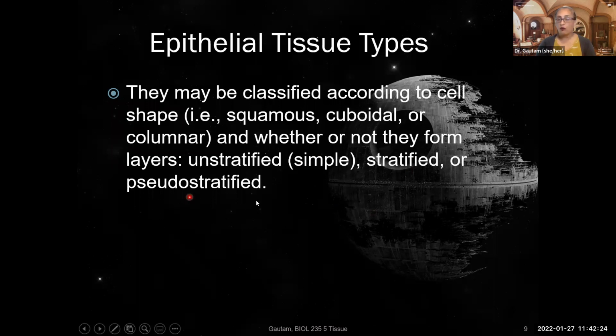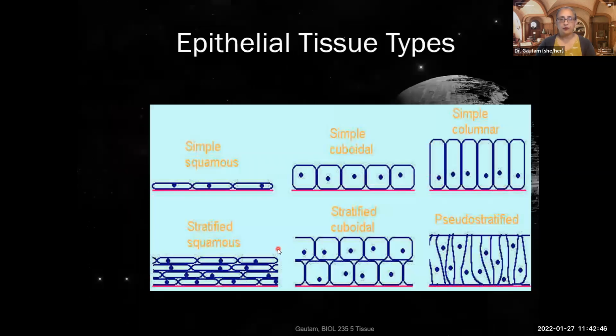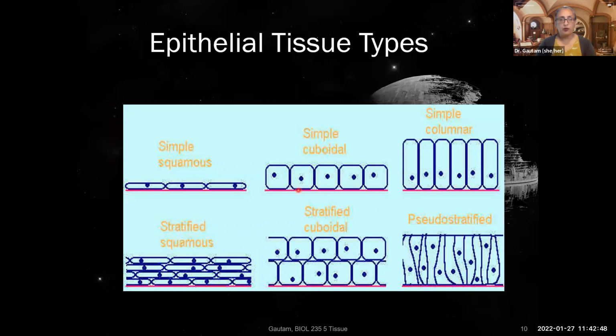Now, pseudo-stratified, so pseudo means fake. So pseudo-stratified means that it looks like it's multiple layers, but it's not. Okay, so you may say, well, why even call it that? Why not just call it simple? Because it looks different. The pseudostratified cells look different from the cells that are single layered.